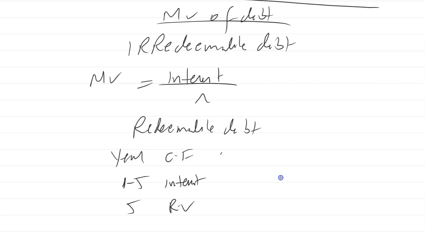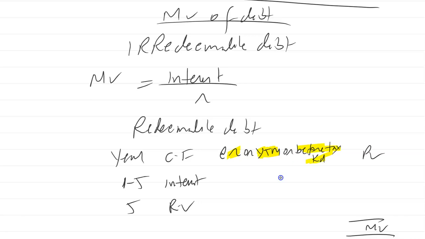cash flows at required return or yield to maturity or before tax Kd. Different names for the same item. So this will be the market value. You will discount these cash flows with the required return, with yield to maturity or before tax Kd. So discounting will be done using one of these names.